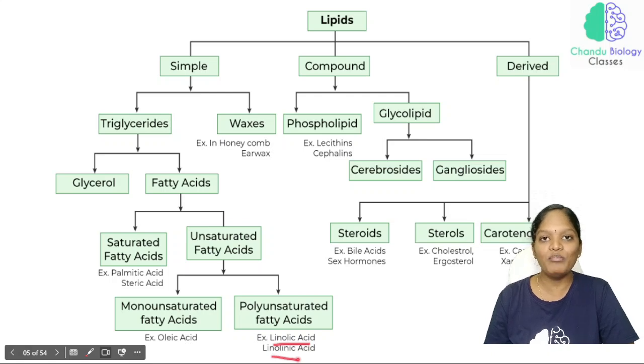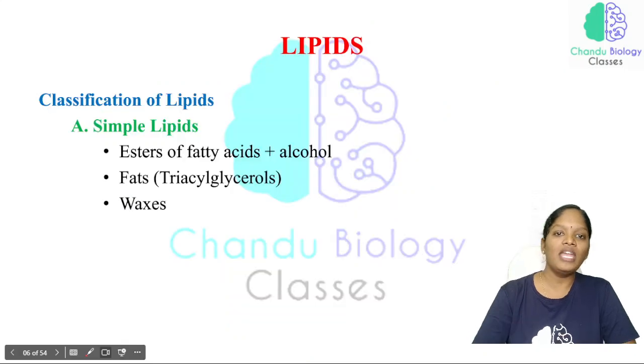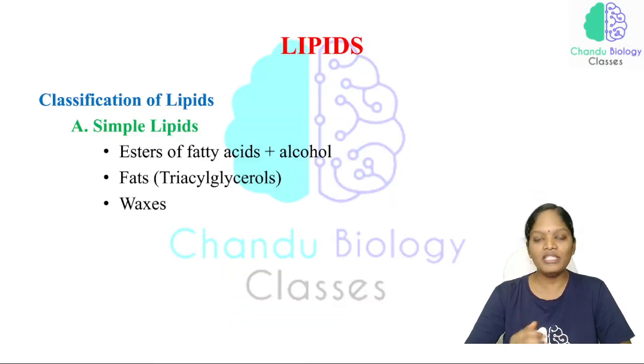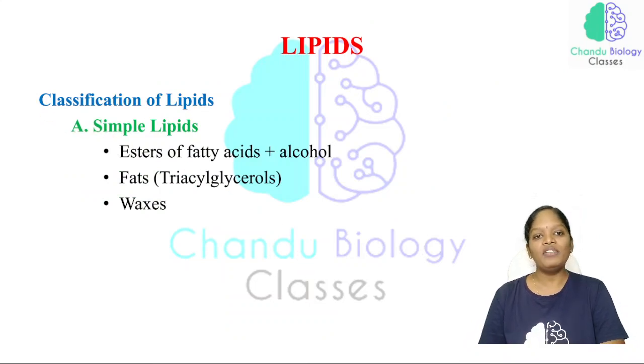So this is very important from an exam point of view. This will be the overall flow chart with respect to the lipids. Now come to the classification of lipids. One by one, we are going to see them in detail. So the first lipid will be simple lipid.